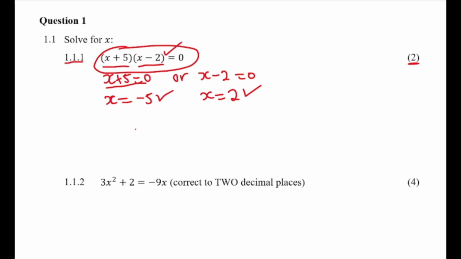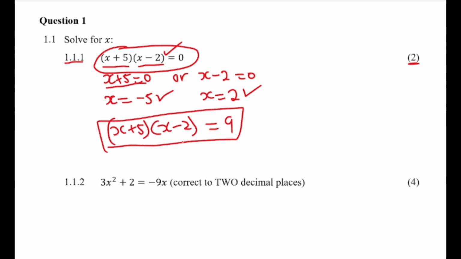You can only expand if, let's say, you had x plus 5 and then x minus 2 maybe is equal to 9, right? That's when you may be required to expand and then after that get your standard form and factorize. But this one is already factorized. We have your two factors that will give you 0 if you multiply them. So it's either this is equal to 0 or that is equal to 0. Done.